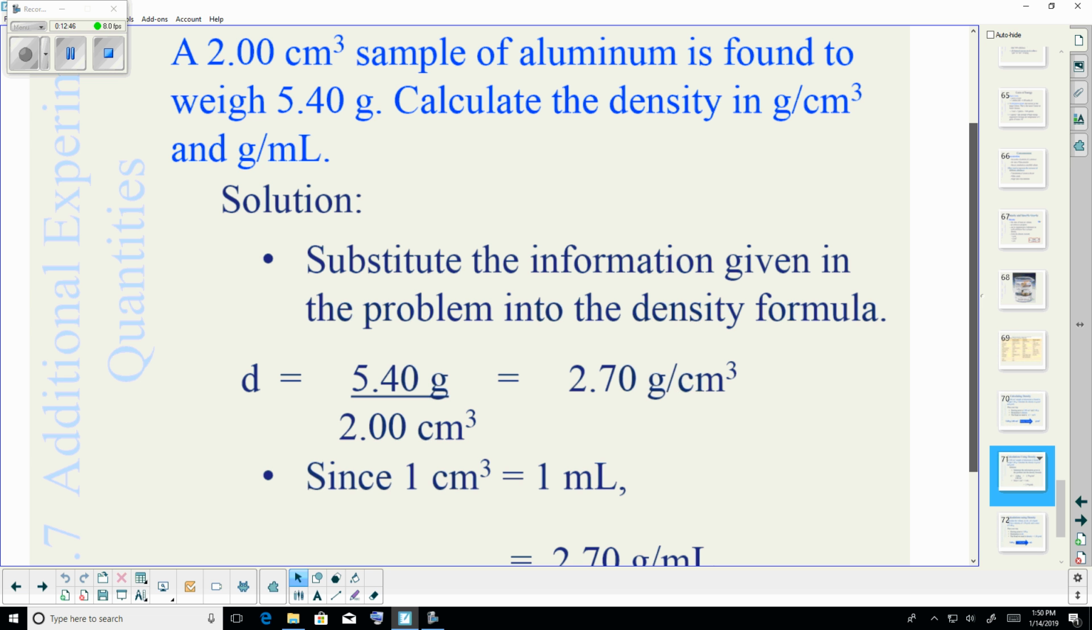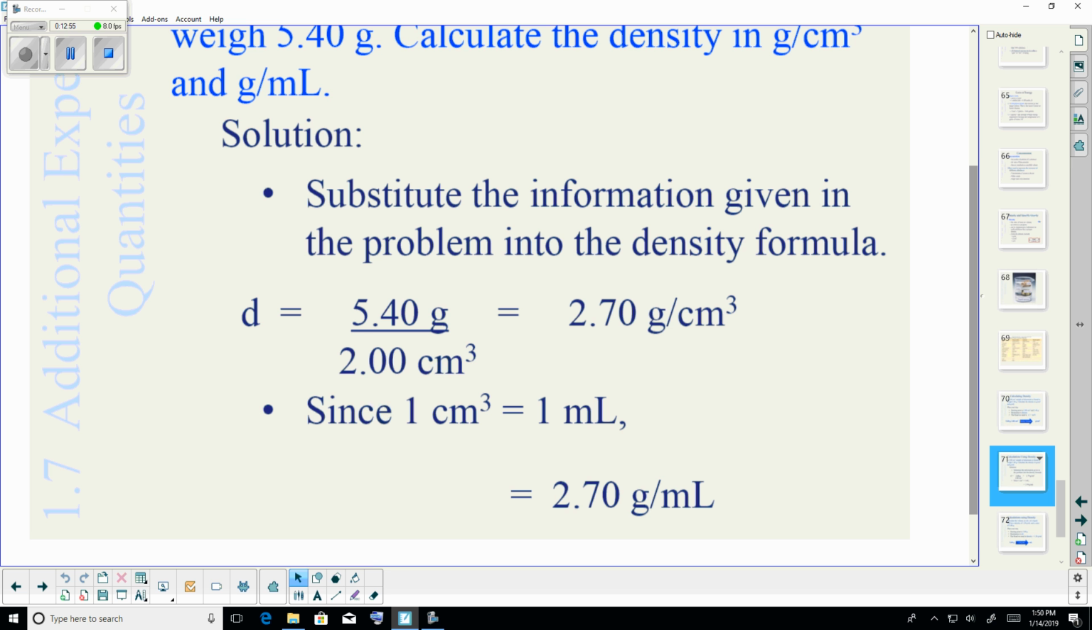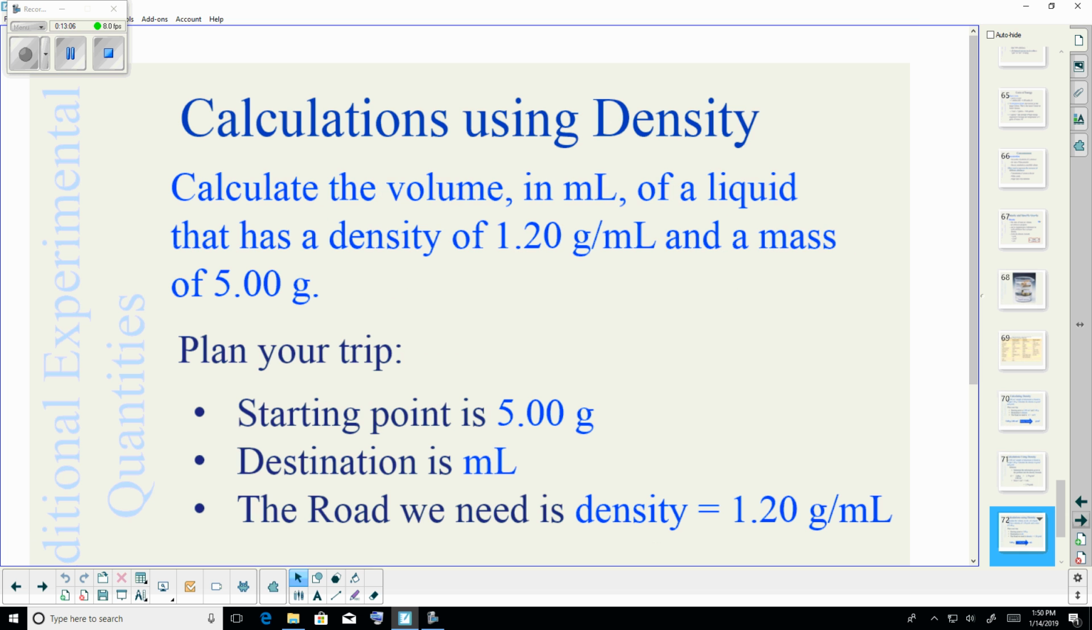It also asks grams per milliliter, and I told you a cubic centimeter is equal to a milliliter, so it's the same answer, 2.7 grams per milliliter. So that's a pretty easy calculation. Calculate the volume in milliliters of a liquid that has a density of 1.20 grams per milliliter and a mass of 5 grams. We want to know the volume. We have the density, we have the mass. Right here we know the volume is mass divided by density.